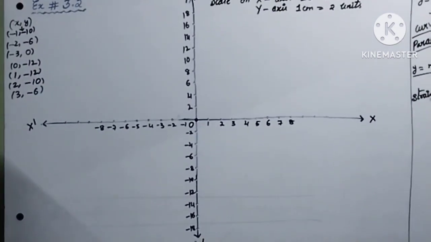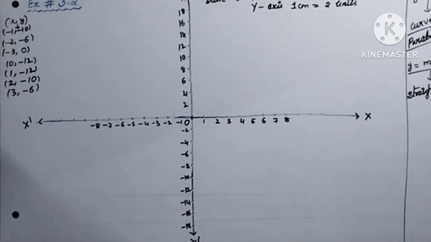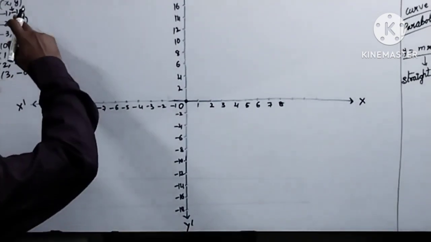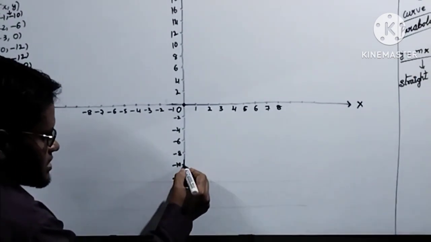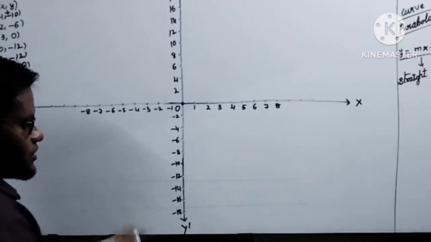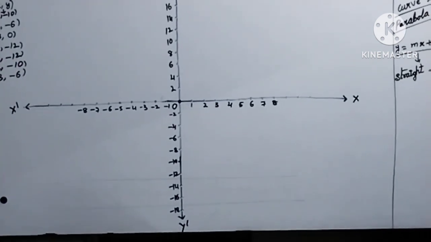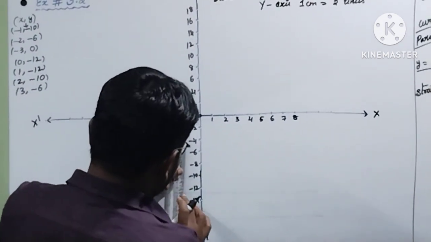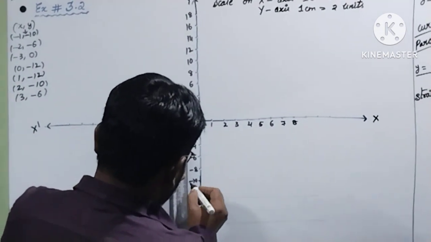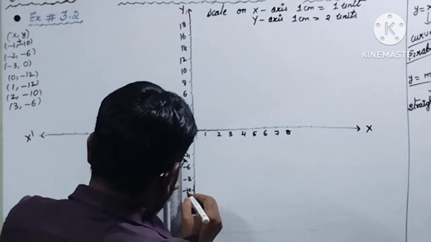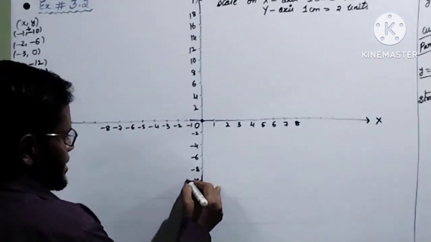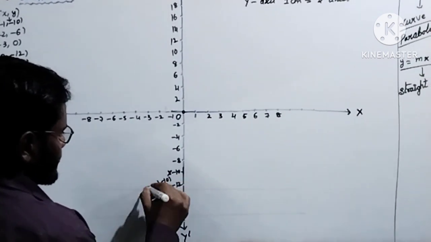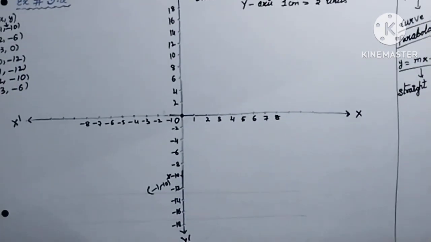Okay, now see, first point is how much? Minus 1 comma minus 10. X value is minus 1 here, then y value is minus 10. So minus 1, minus 10, both will intersect at where? Give the scale. Both will intersect here, this point. Okay, this is minus 1 comma minus 10.